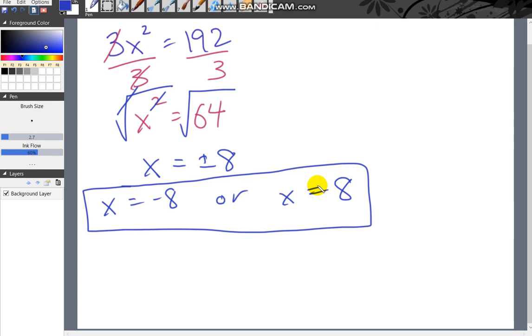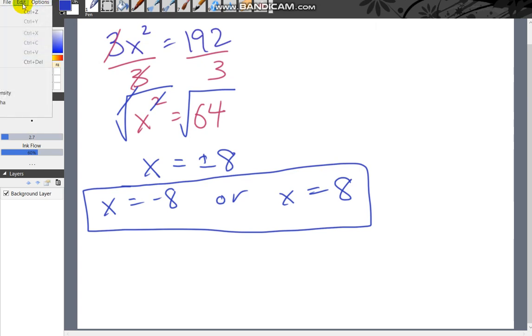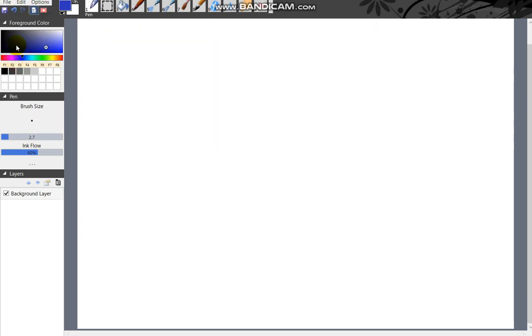So what I'm going to also introduce to you, and some of you may have learned this before as well, is: what if you don't get nice numbers at the end? I'm going to introduce you to this thing called radical form. Hopefully some of you have learned it before. So I'm going to go ahead and clear the screen.